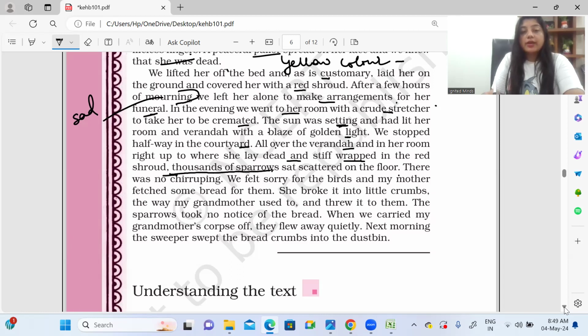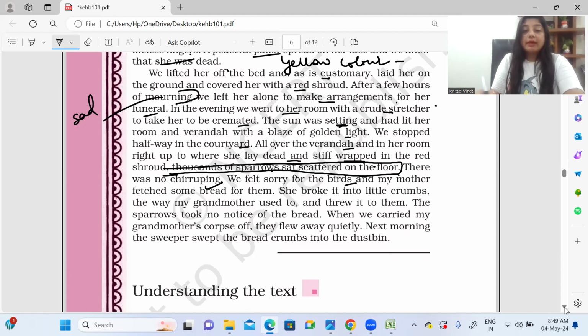Thousands of sparrows sat scattered on the floor. Now, see who has come to bid the last goodbye to the grandmother: it was the sparrows. She used to feed hundreds of sparrows, but today there were thousands of sparrows that had come. They had not come to eat the bread. They had come to bid the last goodbye to the grandmother. There was no chirping. Even the sparrows are mourning. They're expressing their grief. So they were not chirping. They were not making some kind of sound.